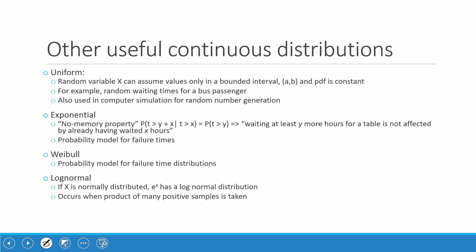The fourth distribution that I just want to mention is the log normal distribution. If x is a normally distributed random variable, then e to the power x has a log normal distribution. One way to think about it is using the central limit theorem. We see that the sum of random numbers approximates a normal distribution, but if we take a product of those random numbers, it will converge to a log normal distribution.